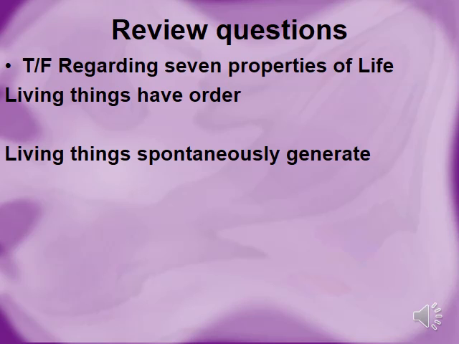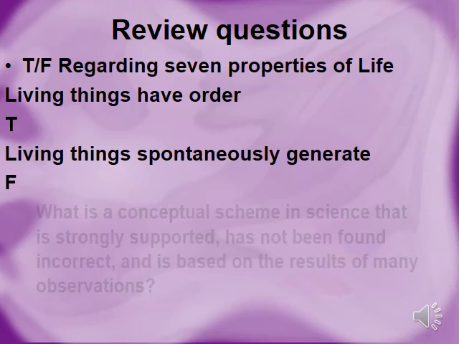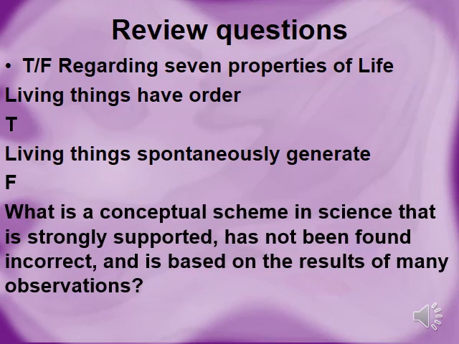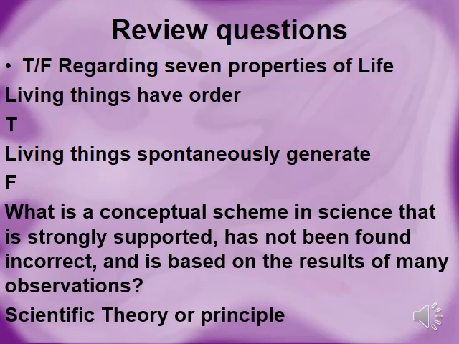True or false regarding the 7 properties of life? Living things have order. That is true. Living things spontaneously generate. That is false. What is a conceptual scheme in science that is strongly supported, has not been found incorrect, and is based on the results of many observations? Good job. That's a scientific theory, or sometimes referred to as a principle.